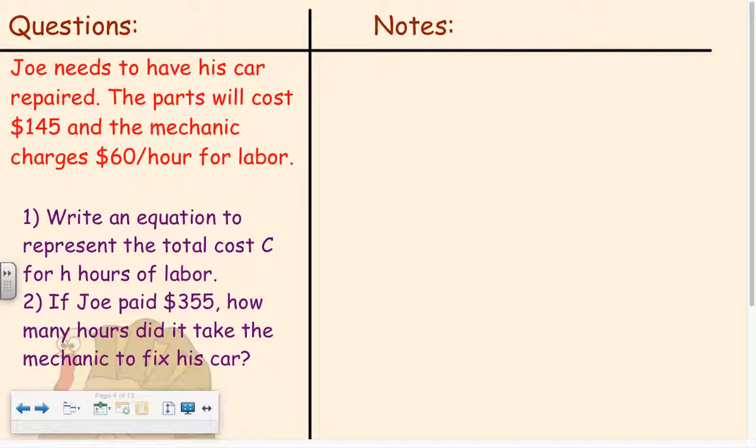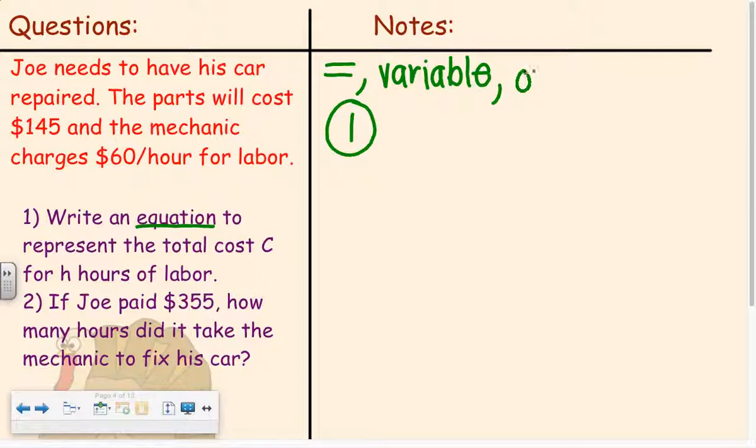So let's not worry about number 2 yet. Let's just worry about number 1. We just simply need to write an equation. So first, let's think about what things I need to write an equation. Well, I know I need to have an equal sign, because that's what the word equation means. When you're writing an equation, you need to have a variable. You need to have operations, so adding, subtracting, multiplying, dividing, and you need to have numbers.